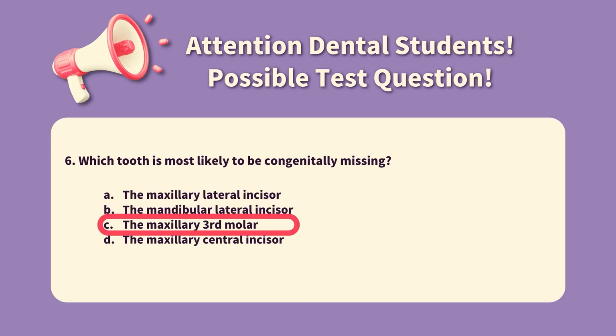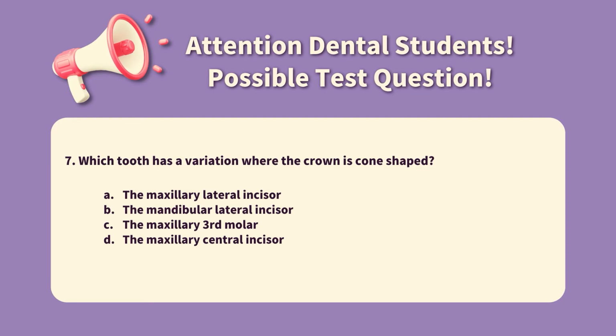Keep reading the options that you're given. Don't stop once you see maxillary lateral incisor. If the third molar is an option, that is the correct answer. Which tooth has a variation where the crown is cone-shaped? The maxillary lateral incisor. This is called being a peg lateral tooth.